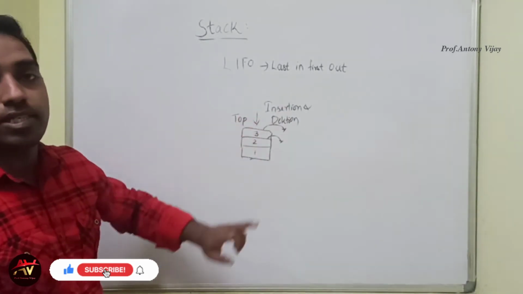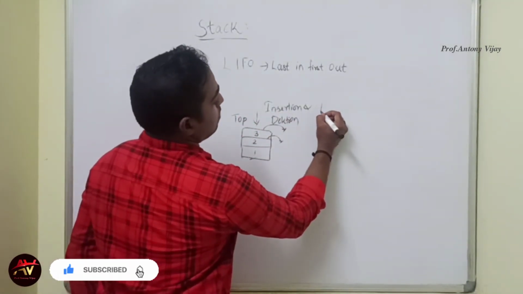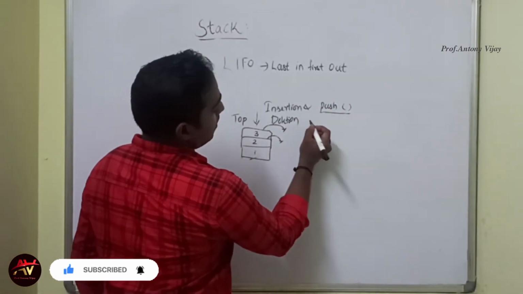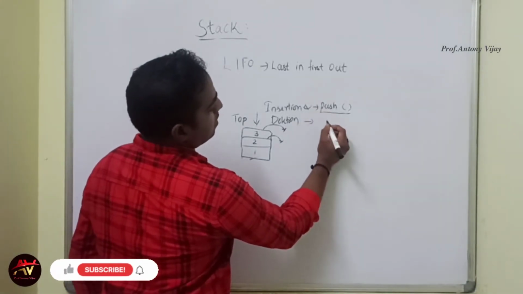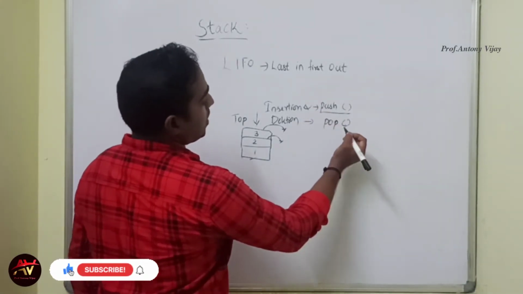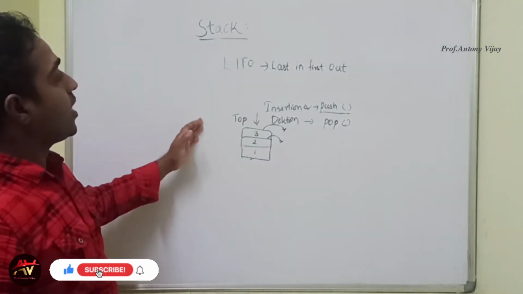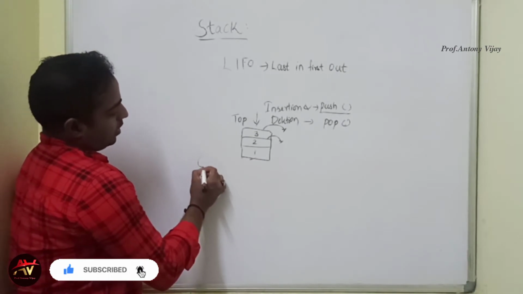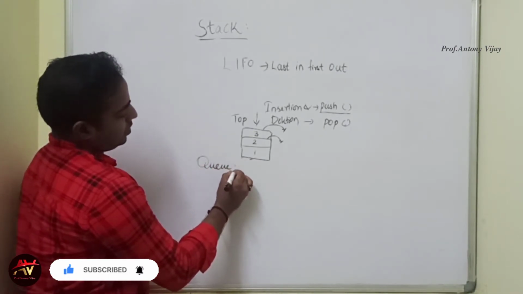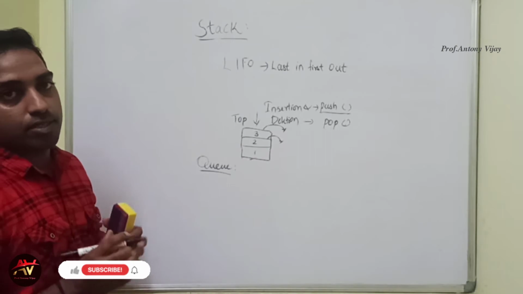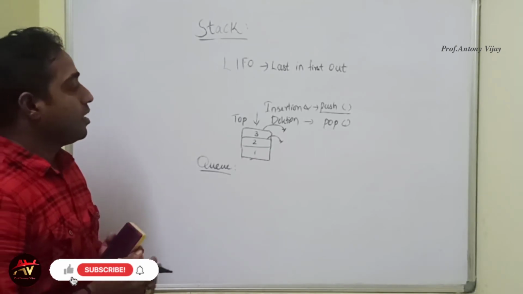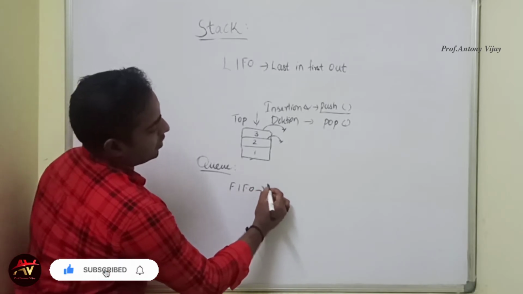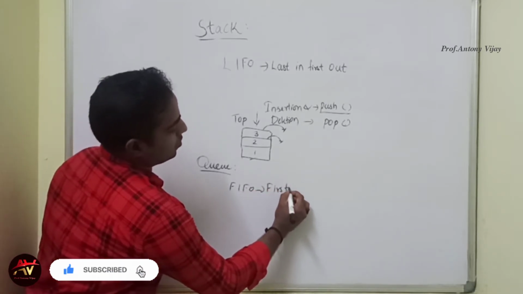The name of the insertion operation is push, and the name of the deletion operation is pop. So two operations are there. This is the example of stack. Next we will see about queue. Queue is also a linear data structure. Here it will follow FIFO. FIFO means first in, first out.